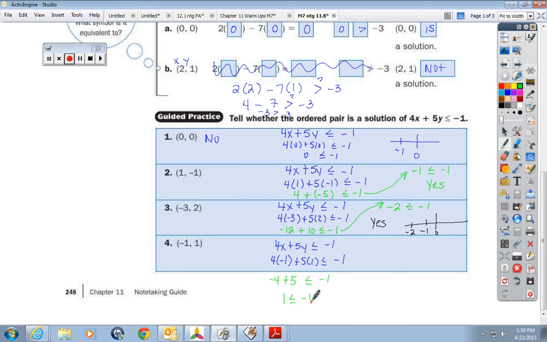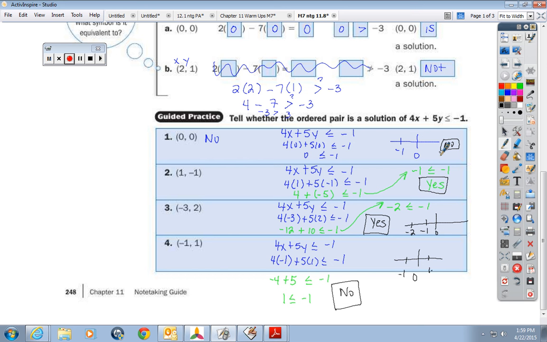Look at it on the number line. Here's 0. Here's 1. Here's -1. Is 1 less than -1? No. So this is no. So I have a no, a yes, a no. Everybody follow me on those? It's just like if it was an equation.